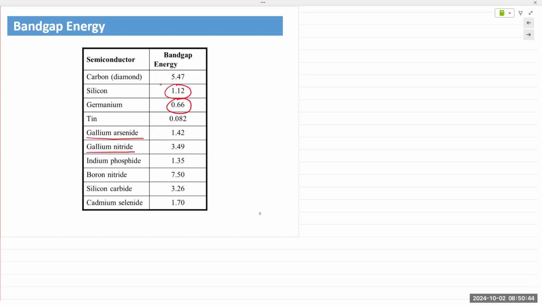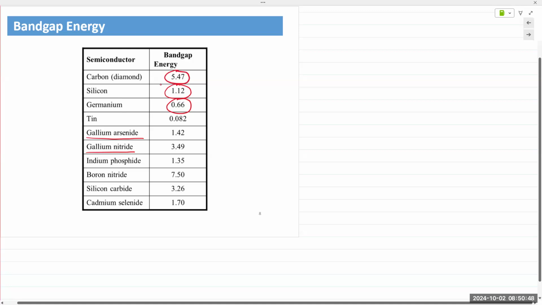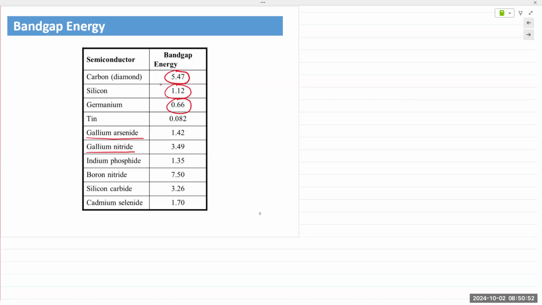That's how it's grown. But carbon's energy gap is 5.47 eV, and so it cannot be used as a semiconductor, right? As I stated just a few slides earlier, just because an element has 4 electrons in its outermost orbit does not mean we can use it as a semiconductor. There's a band gap that is very large. We cannot overcome that band gap.